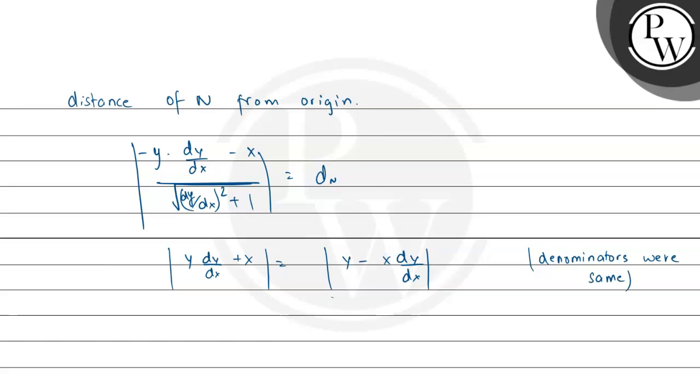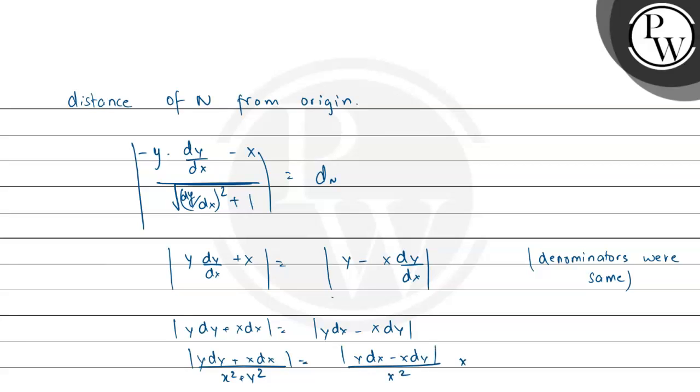So our equation becomes the modulus of y dy plus x dx is equal to the modulus of y dx minus x dy. Again, the denominator was dx, so I just cancelled it from both sides. Now, because this equation is not really in a standard form, I'll modify it as y dy plus x dx upon x square plus y square is equal to the modulus of y dx minus x dy upon x square times 1 upon 1 plus y square by x square. Both of these have denominators of x square plus y square, since I just divided both sides by x square plus y square.